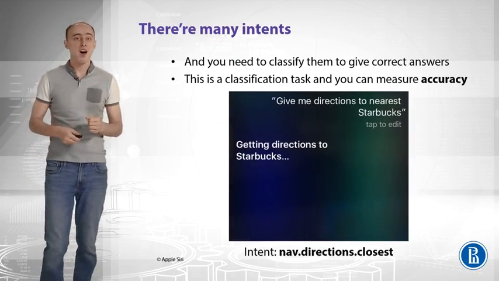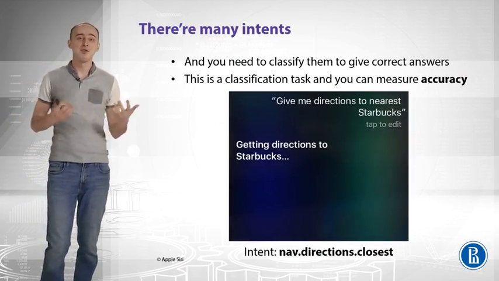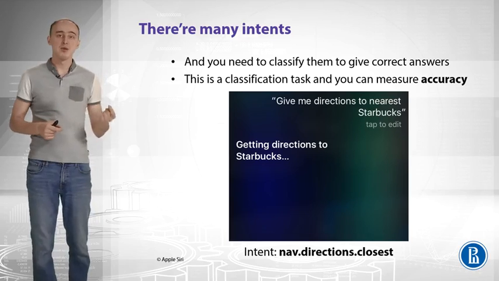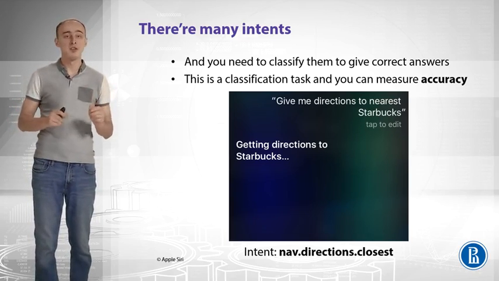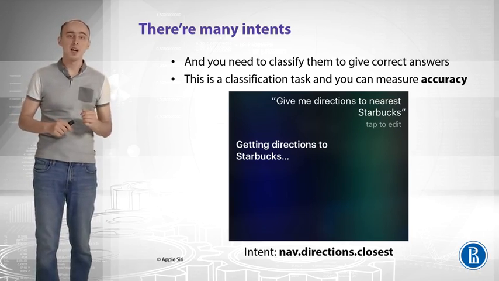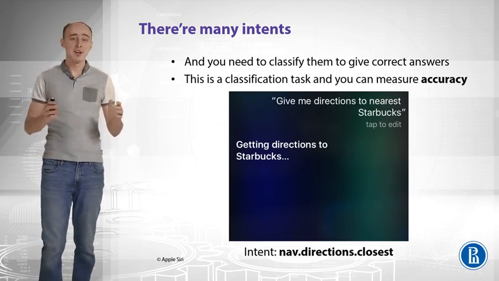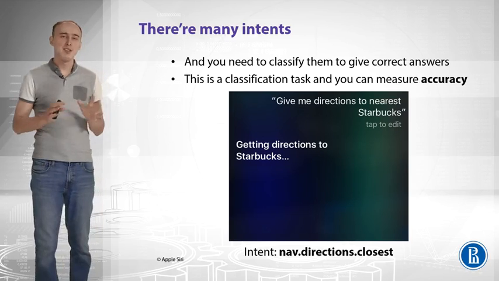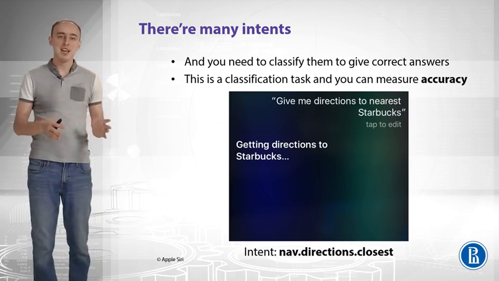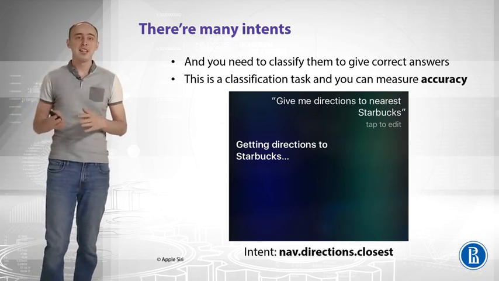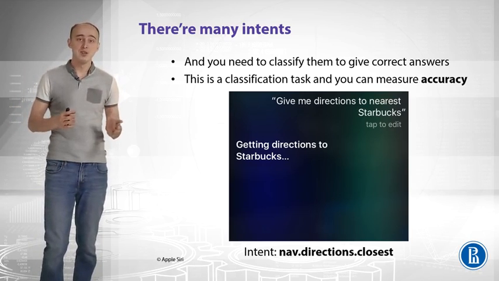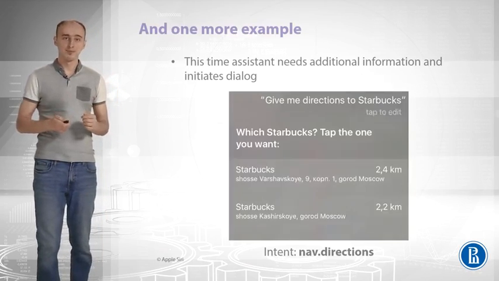So I can ask Siri a different question. Give me directions to nearest Starbucks. This time, I don't care about how long it takes, I just need the directions. So this time, Siri gives me the directions on the map. Let's say that this is a different intent, like navigation, directions, closest. You need to classify different intents, you need to distinguish between them, and this is a classification task, and you can measure accuracy here.